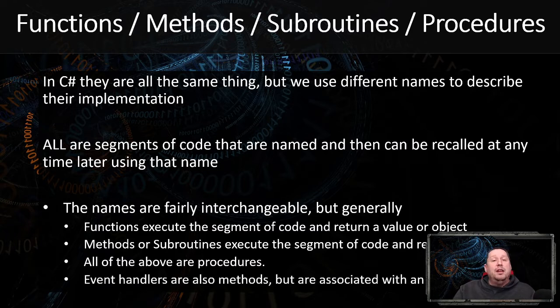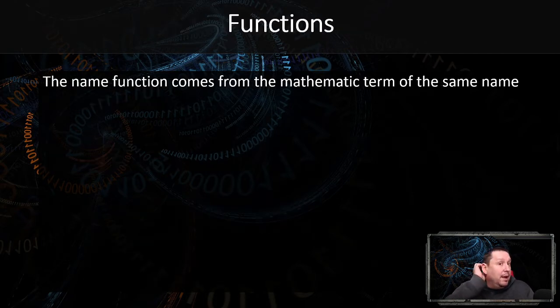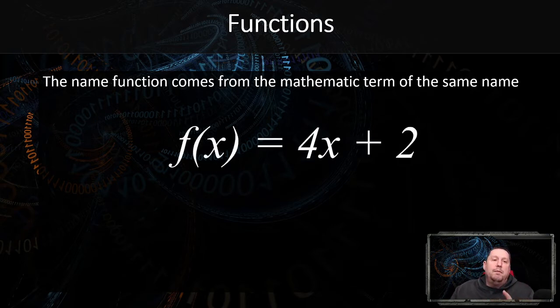Event handlers are another special breed of methods, and the only difference is they're typically associated with an object's event, such as a button click, text change, those kinds of things. Functions come from the mathematical term function. So the idea is that you have some function which takes an input parameter of x and returns a value. In mathematics, that's typically referred to as y. So y equals 4x plus 2 would be the linear equation. So we can turn that y into a function of x.